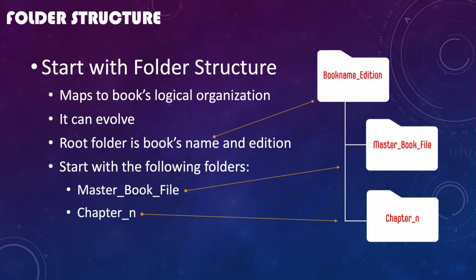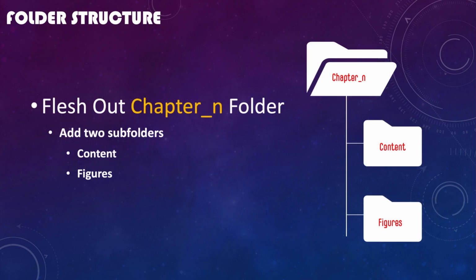And then once you get those two folders, we're going to flesh out the chapter_n folder in the next slide. In the chapter_n folder, add two subfolders, one called Content, the other one called Figures. In the Content folder, you will place your chapter_n FrameMaker file when you create it. In the Figures folder, obviously, if you have illustrations for your book, those graphics will go in Figures. This structure, simple as it is, you can expand it if you want.